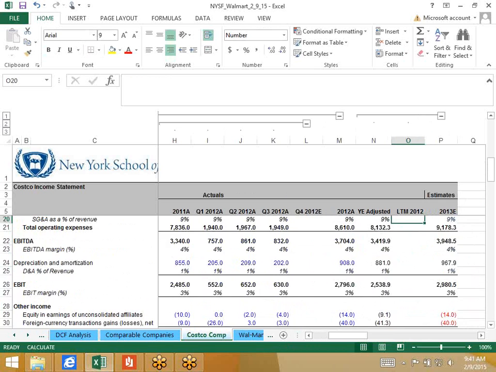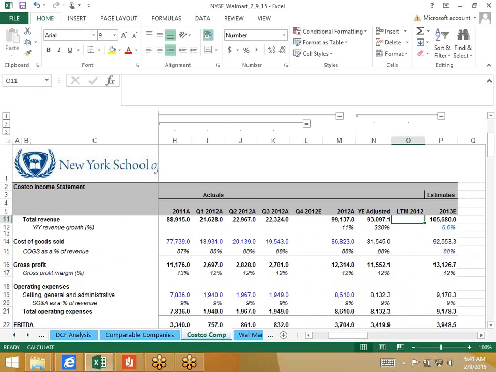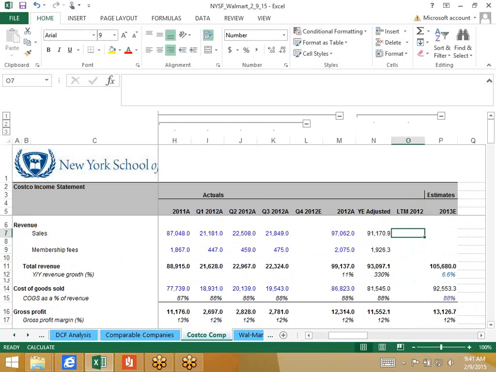Now we have to think about LTM 2012. And this is a bigger problem because we have to get to July 31st, 2012. Right? So why don't you guys think about that and let's talk it out: with all the information that we have available for Costco, how would we possibly get to July 31st, 2012? How can we do that?